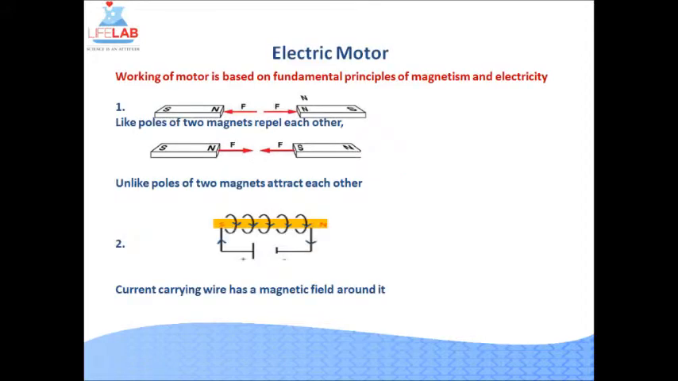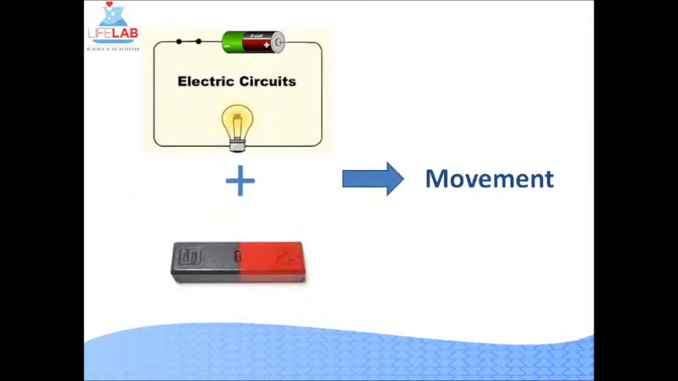You have already learned how an electric motor works. It is based on the interaction between the magnetic field produced by a permanent magnet and the magnetic field produced by a current carrying coil. In a motor, electricity plus magnetism results in movement.